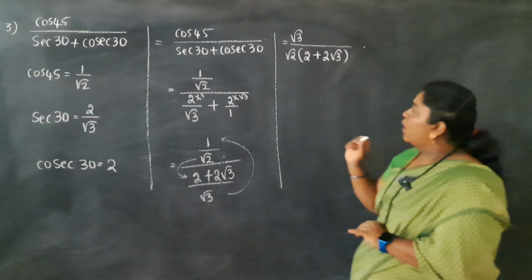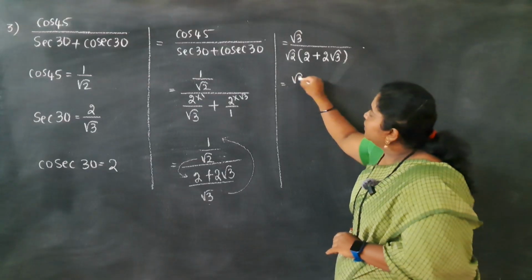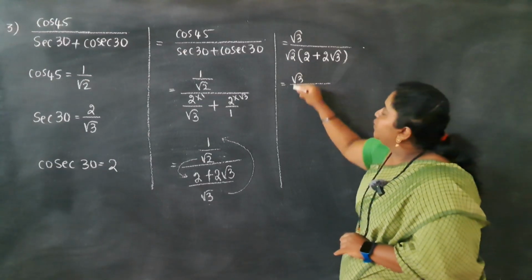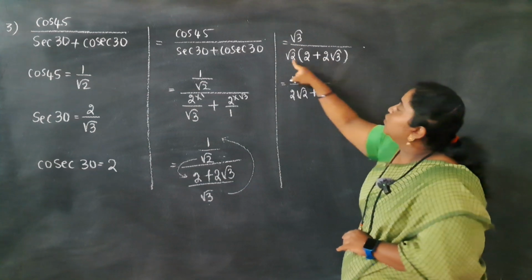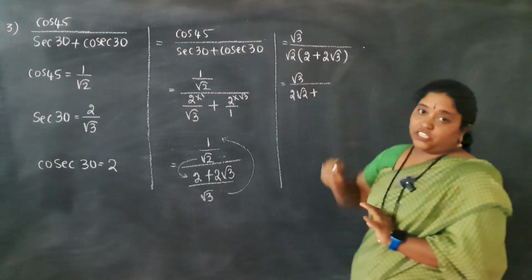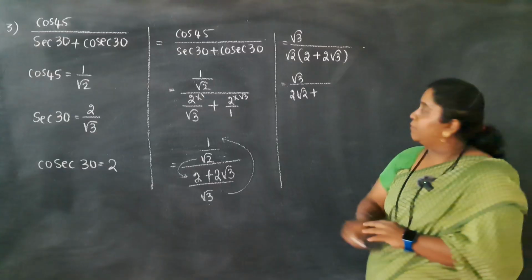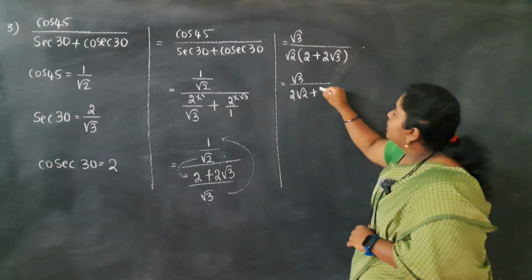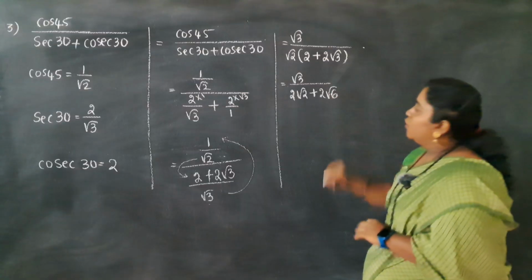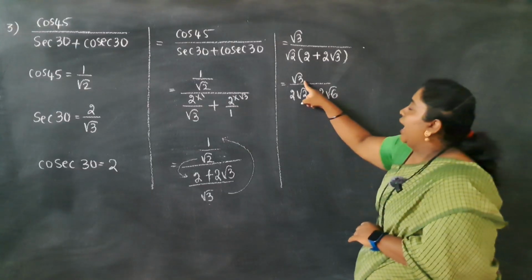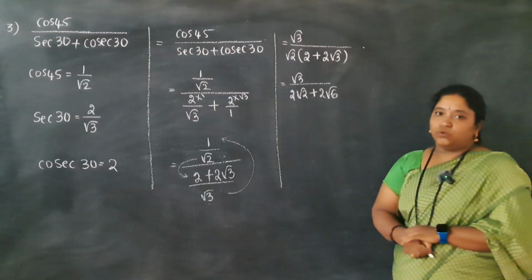Okay. Now, what I am going to do, I'll multiply and simplify. See here, root 3 divided by 2 into root 2, 2 root 2 plus 2 root 2 into root 2. This simplification you have already learnt in the 9th class first chapter, that is number system. Yes or no? See, 2 ones are 2. Root 2 into root 3 will become root 6. Okay. Now, I have here root 3 divided by 2 root 2 plus 2 root 6.